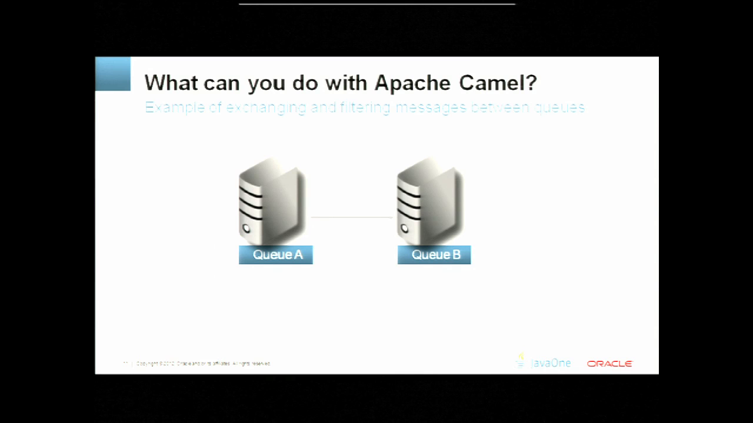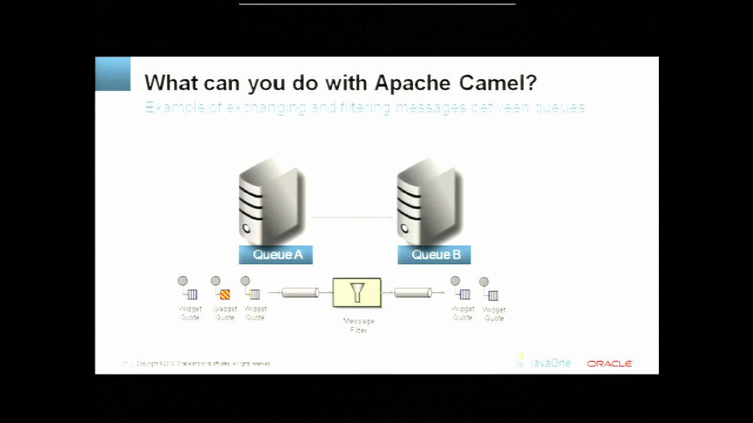So this is a very quick overview. Let's say we have two queues. We are getting messages on queue A, and we have to put some of those messages on queue B. How do we do that? We think about one pattern here. We have the message filter pattern.